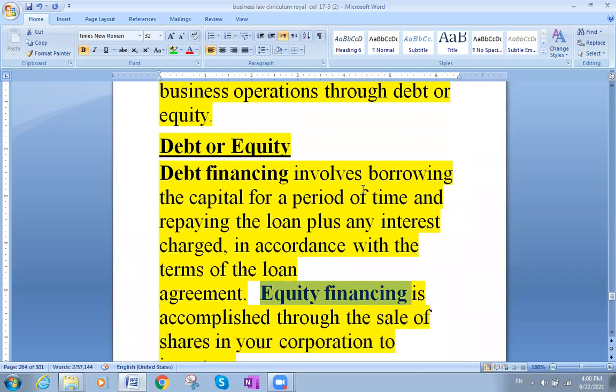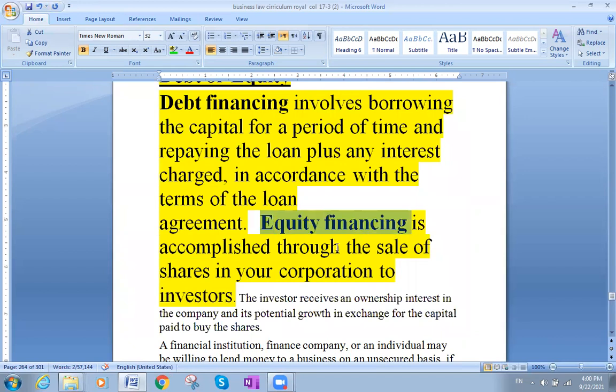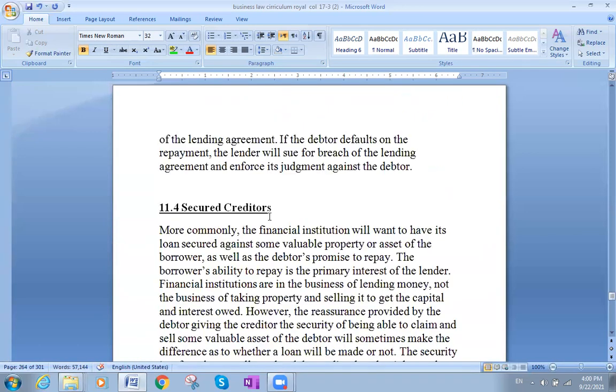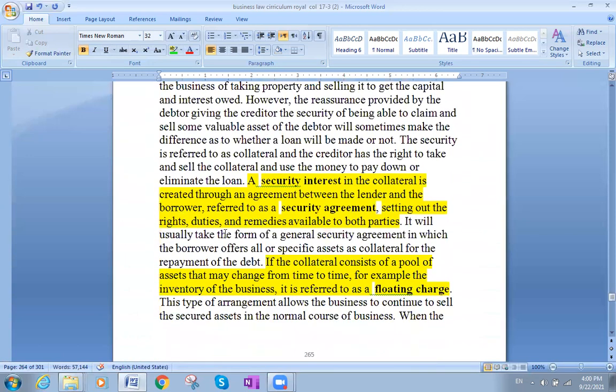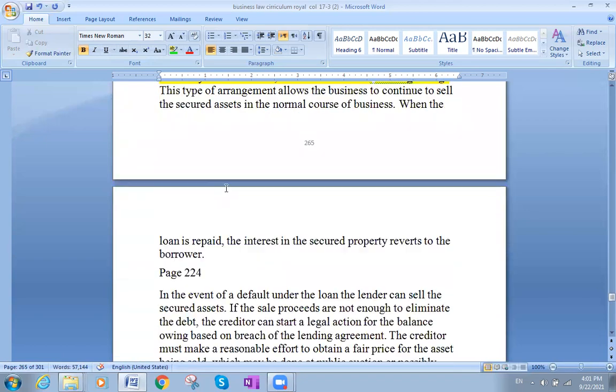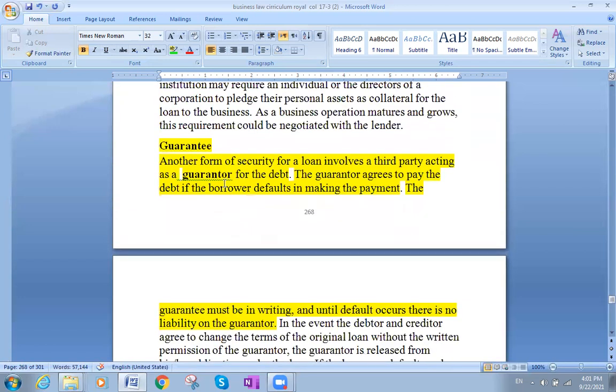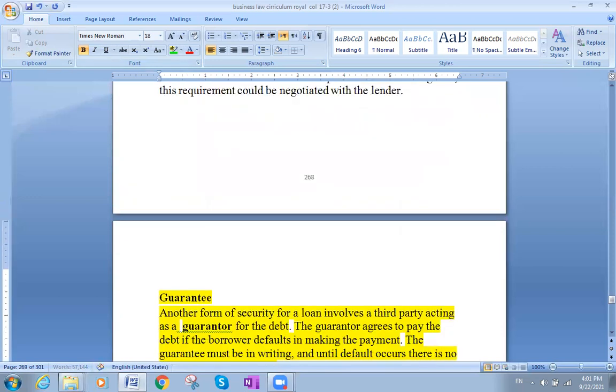So one of two things: I will borrow from the bank, or my company will issue stocks. This is the equity financing. So we have debt financing, and we can also have equity financing. Those are the two resources to get the money. Those are two ways, and they have been arranged in Canadian law, how to get them and how to issue them.